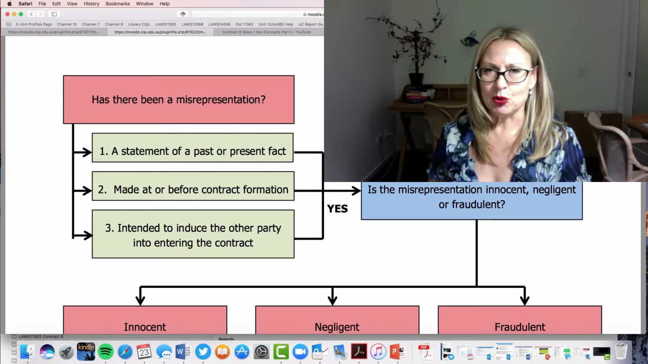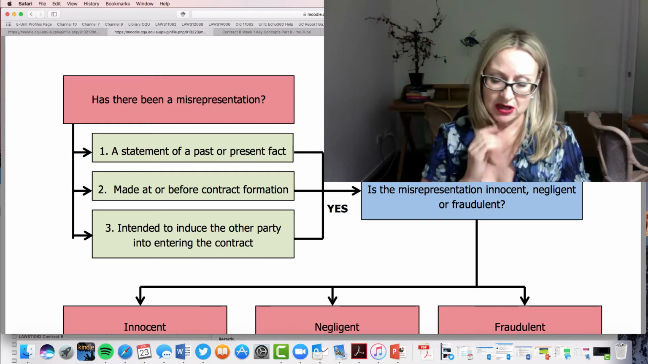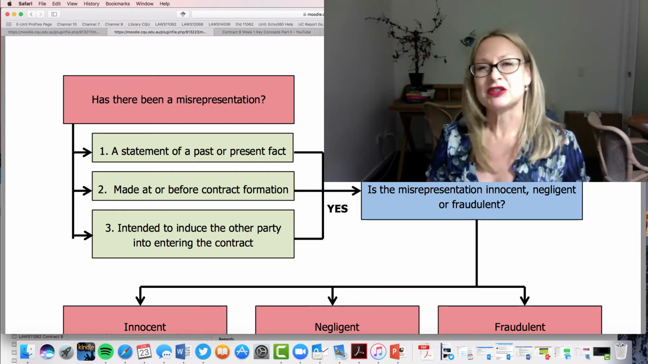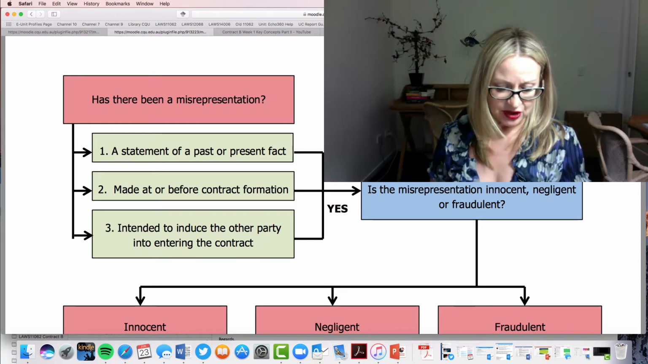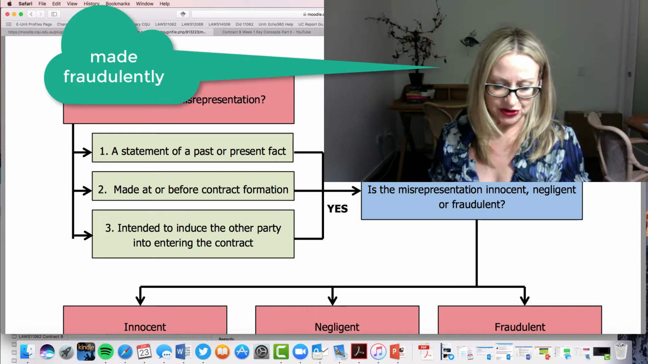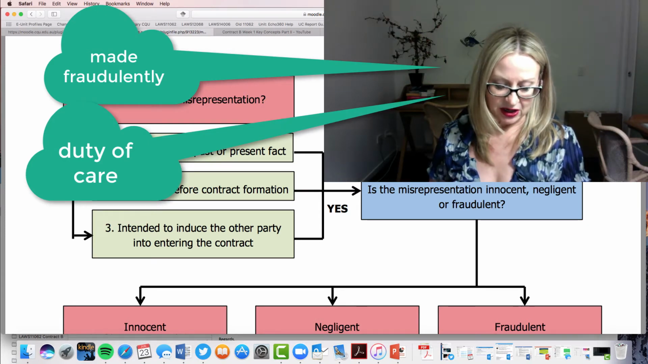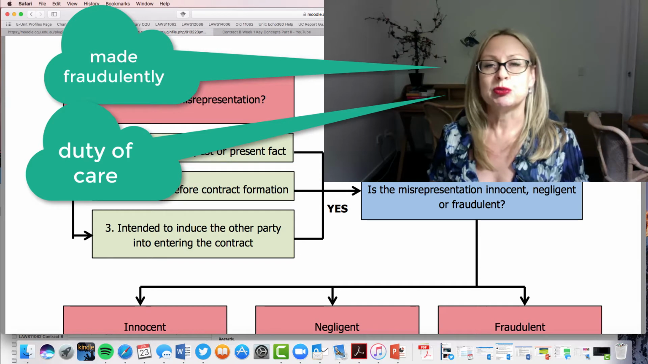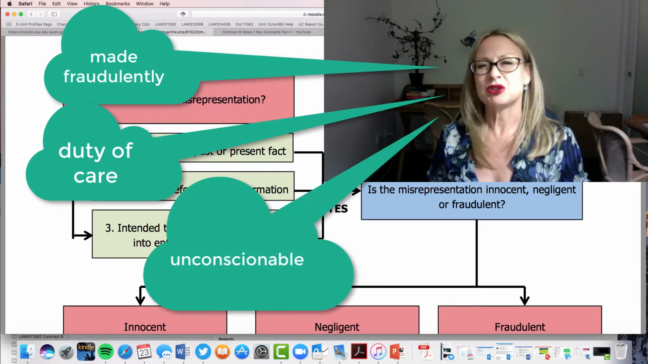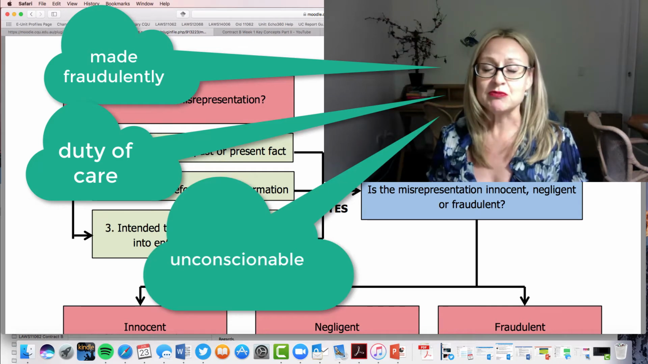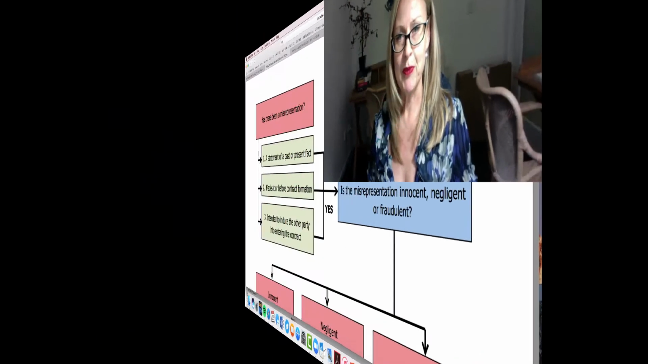Similarly, statements of law. Are they actionable? Generally speaking, no. However, again, there's always an exception, isn't there? I mean, we're lawyers after all. So where you've got a statement of law made fraudulently, or given in a situation that implied a duty of care to provide the correct kind of advice, or it's going to be unconscionable, in all of those situations you may find that a statement of law is in fact actionable.